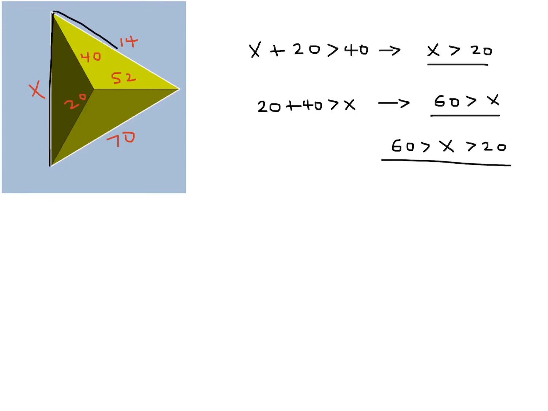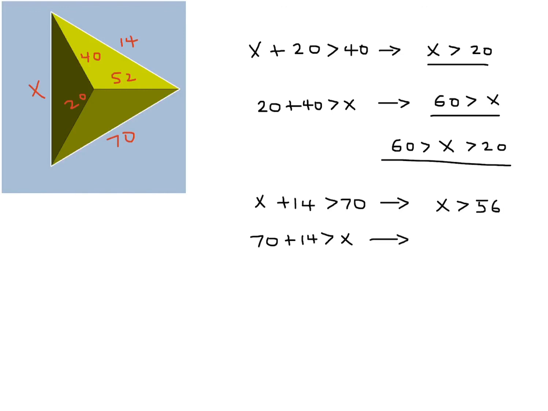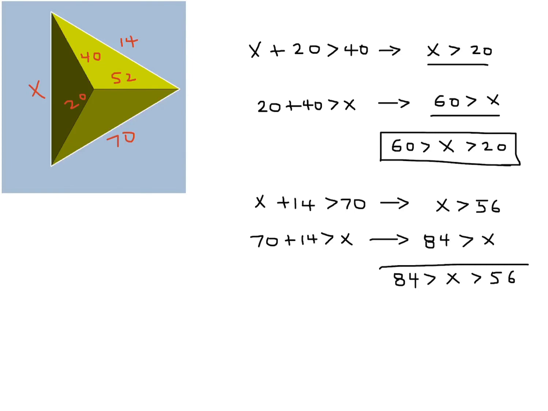Now we have to look at the big one, the full triangle. From that one, you'll see that x plus 14 has to be greater than 70. And another way of looking at it is that 70 plus 14 has to be greater than x. From the first one, you'll get x is greater than 56. And from the second one, you'll get that x is less than 84. So combining these two, x is basically greater than 56, but less than 84. So these are our two solutions, and we have to combine them now.